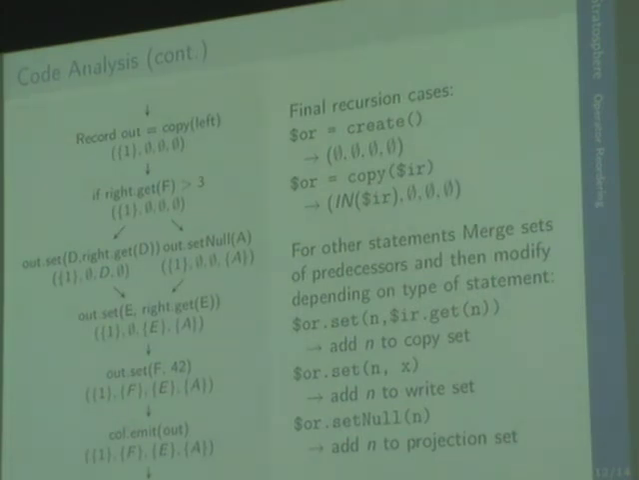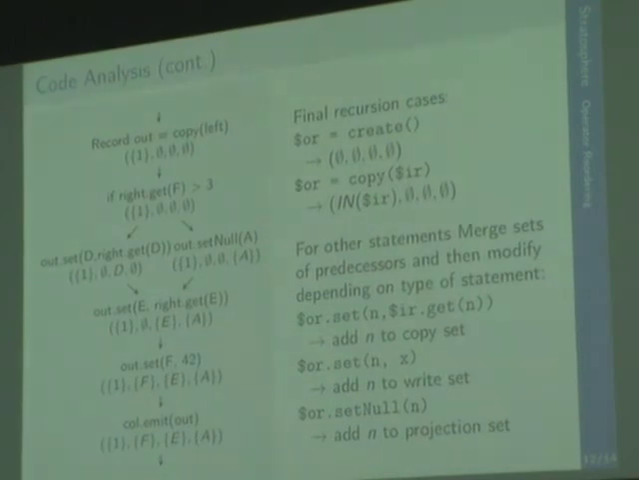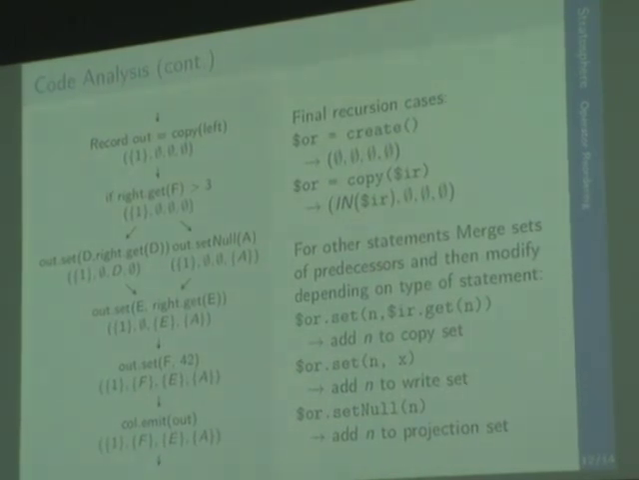If we have a set call that just sets it to some random value, we add it to the write set because we can't know where the value is coming from. And if we have set null, we add this attribute to the projection set. Then, merging all these sets from top to bottom, we arrive at the final result that we also got from looking at the function as a human.